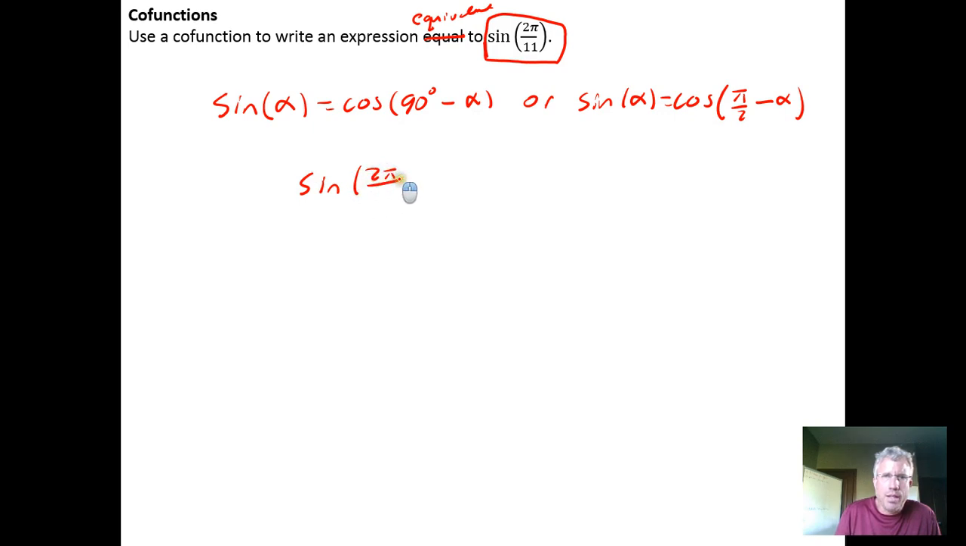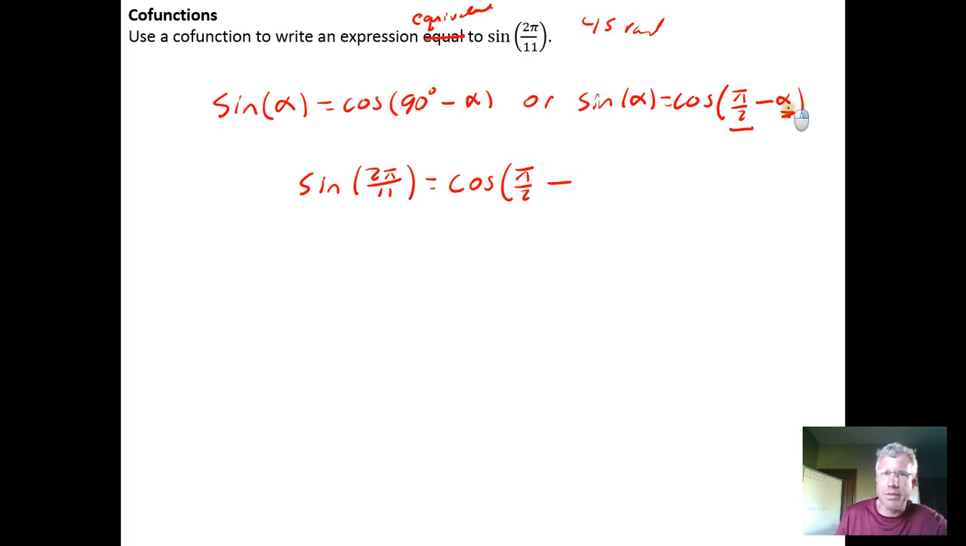So I look at the sine of 2 pi over 11, which is what I'm given, and I need to determine, am I in radian world or am I in degree world? And I can tell that I'm in radian world not so much by the pi that's here, although that's a hint, but by the fact that there's no degree symbol. So remember, if there is no degree symbol, then it is radians by default. So this is 2 pi over 11 radians. So using cofunctions, this will be the same as the cosine of pi over 2, which is equivalent to 90 degrees, minus the angle. The angle is 2 pi over 11.